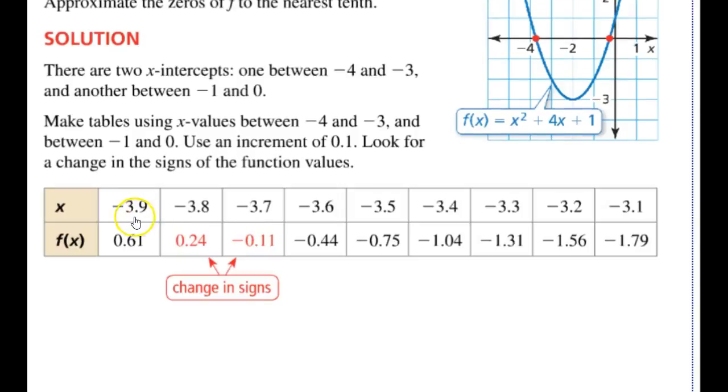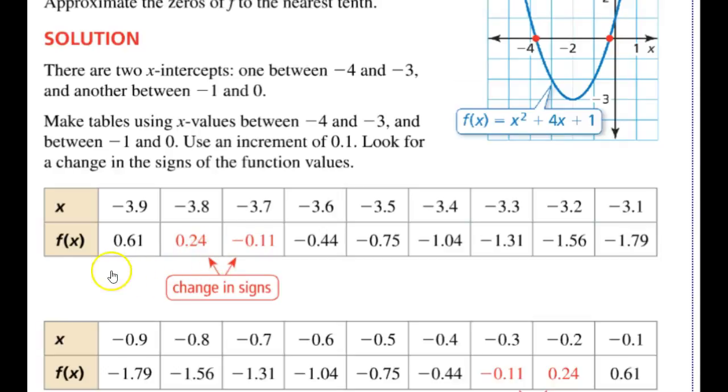If I start with -3.9 and -3.8, right? These are all in increments of tenths, so 0.1. And I definitely want to use my calculator to solve these. So I see my f of x values. I see I have a positive value, a positive value. Oh, now I go to a negative value, so I have this change in signs, right? I went from positive to negative. That tells me that I've crossed the x-axis.